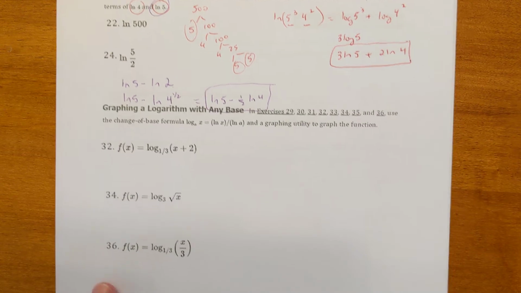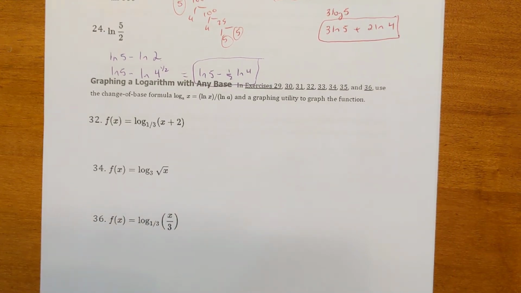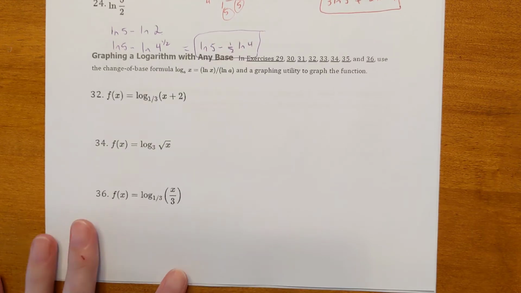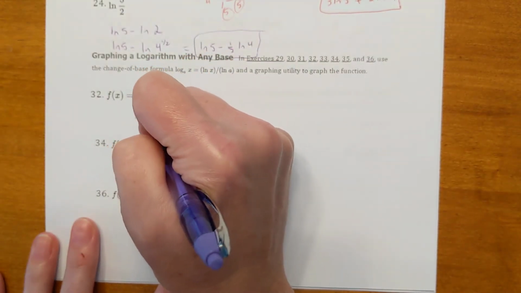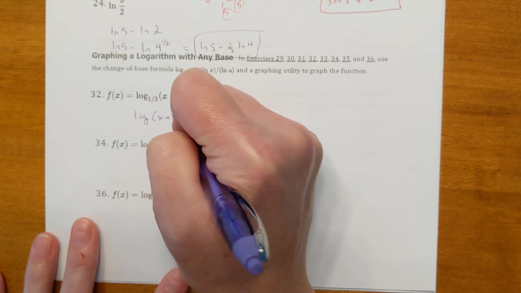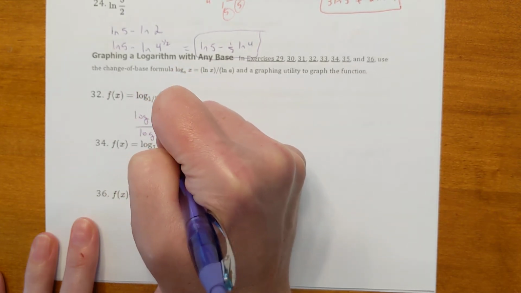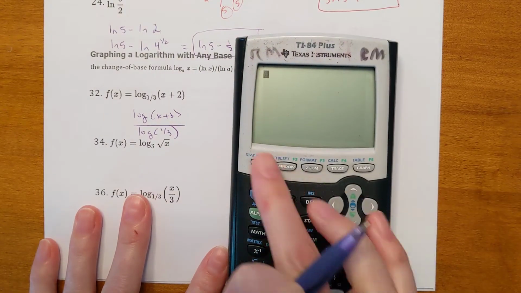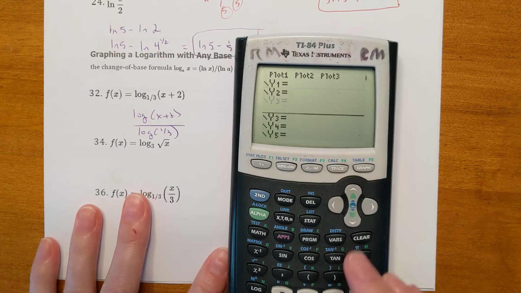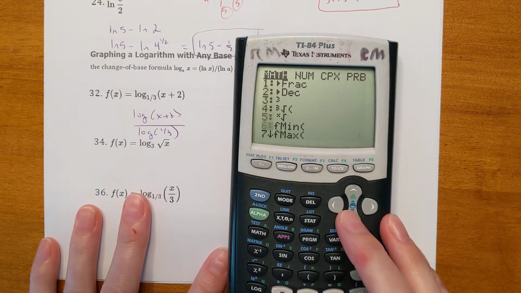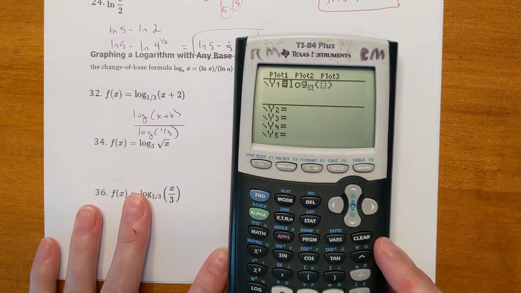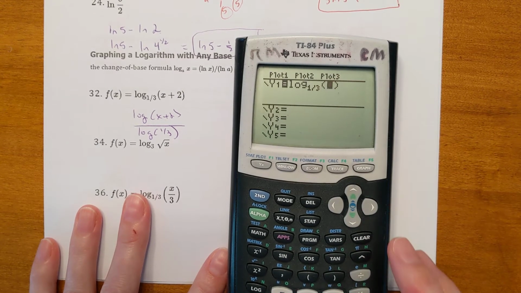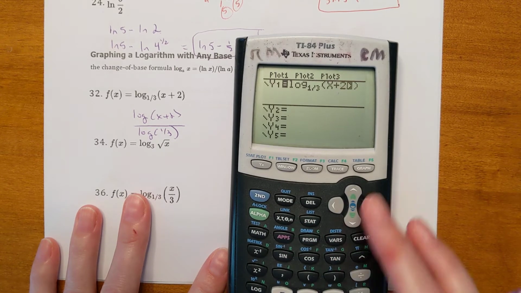Okay, on the next one, it wants us to graph them with any base. It says use the change of base formula and the graphing utility to graph the function. So again, if you don't have a newer calculator, you're going to write the log of x plus 2 divided by the log of 1/3. But most of us have the newer calculator, so let's just use it. So y equals, math, go all the way down to log base. So I have a log base 1/3, and it's x plus 2. Graph.